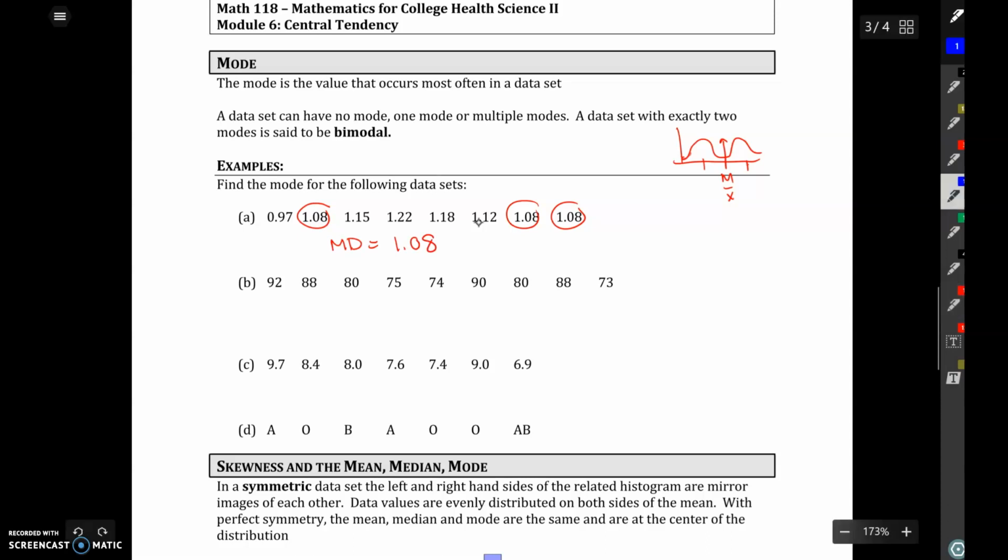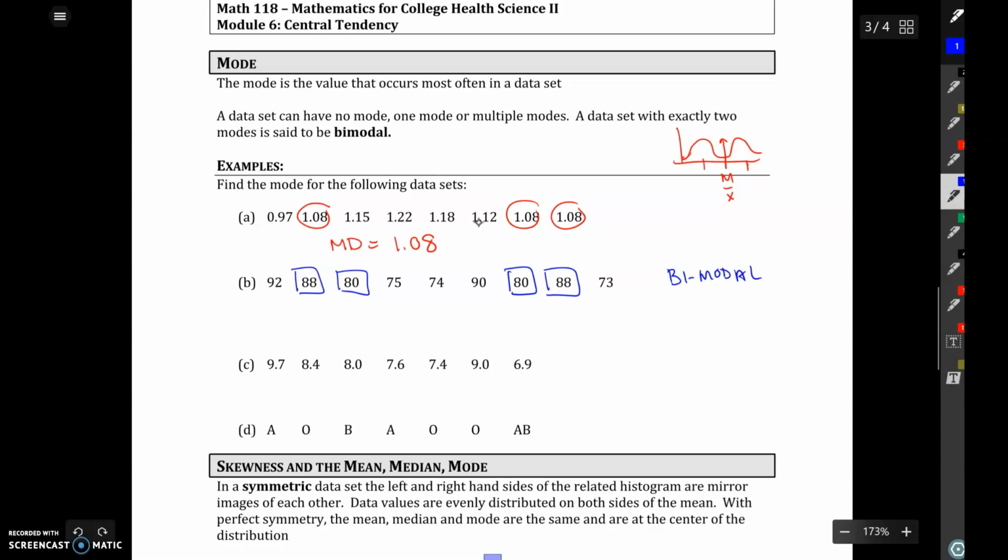When we look at example B, we see both 80 and 88 appear more than once, and they appear with the same higher frequency. They both appear twice. So this data set, example B, is bimodal.